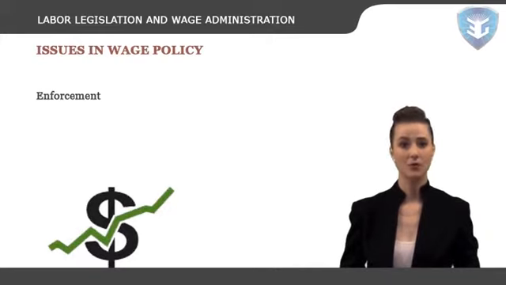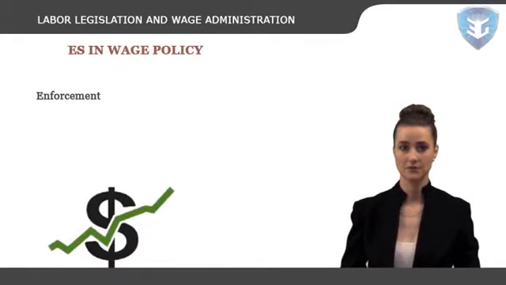The Act empowers the appropriate government, central, state, or local, to fix a minimum wage for workers in unorganized sectors. Poor implementation of the MWA does not affect organized workers as much as it does workers in unorganized sectors.